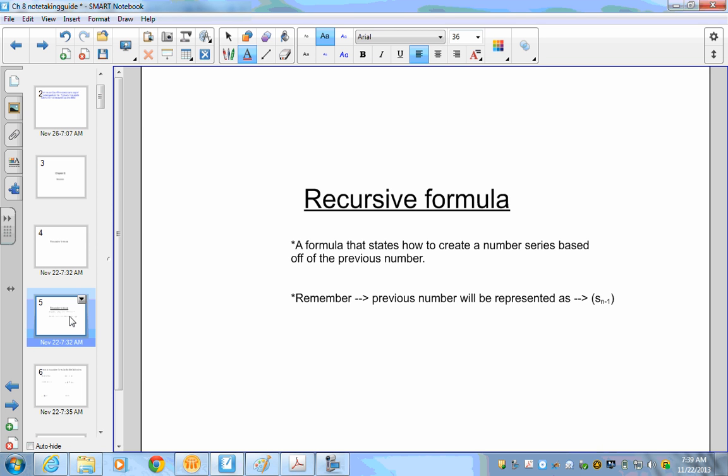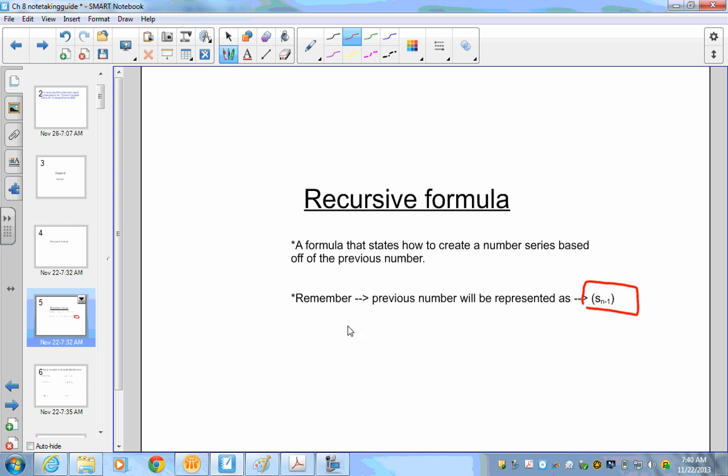What I mean by that is we are going to use the previous number of our sequence in order to get to our next number. And of course, I'm going to show y'all as we go through this video. So it may seem a little confusing at this point, but the one thing I want to pay attention to is this right here, the Sn minus 1. This is what is going to represent the previous number.